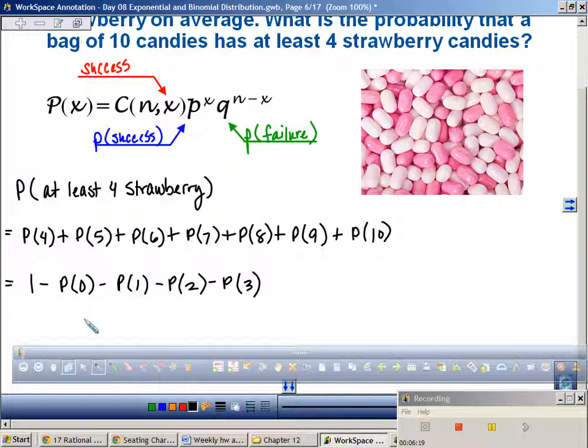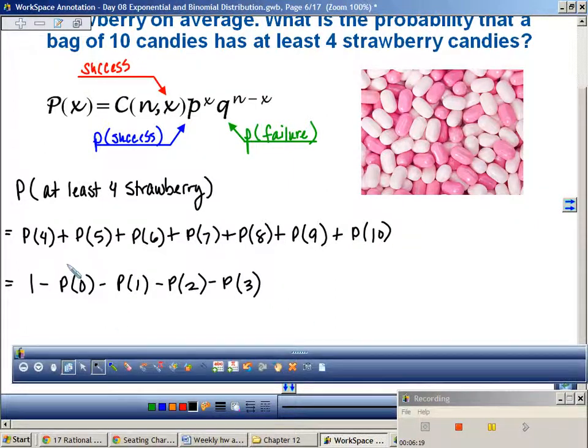If you add up 0, 1, 2, 3, 4, 5, 6, 7, 8, 9, 10, all those probabilities, what is it going to add up to? 100%, or 1.0. So you could either find 4, 5, 6, 7, 8, 9, 10, or you could find 1 minus only 4 of them. Let me say it a different way. It's the inverse.